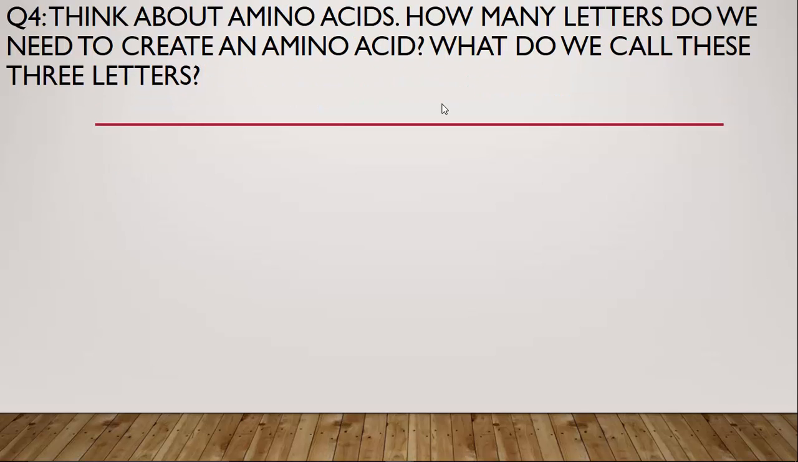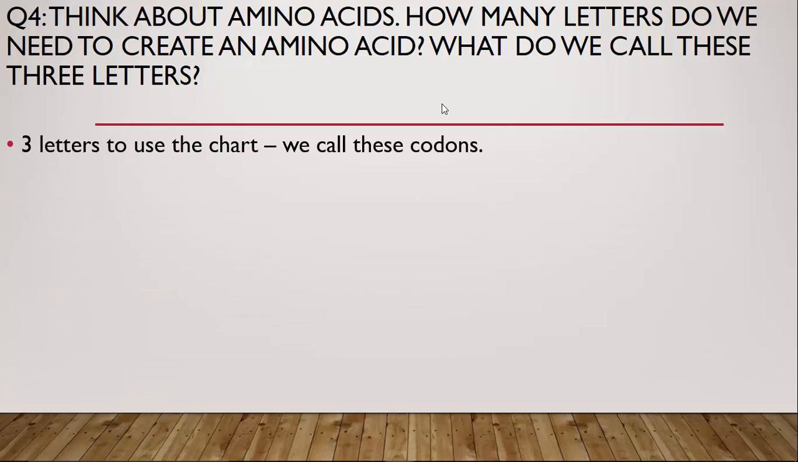All right, moving on. Think about amino acids. Amino acids are the building blocks of proteins. How many letters do we need to create an amino acid? And what do we call these three letters? Well, we have to have three letters to use the chart, that big circle wheel chart that we looked at to find those amino acids. We call these three letters codons.